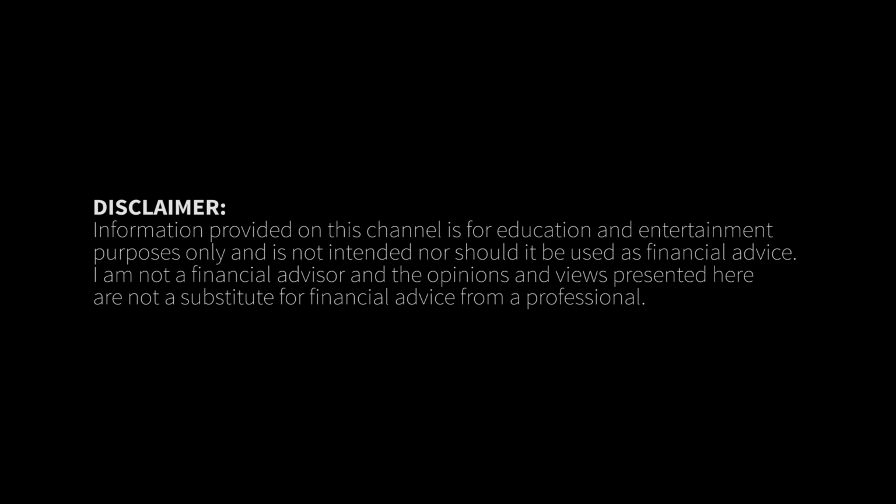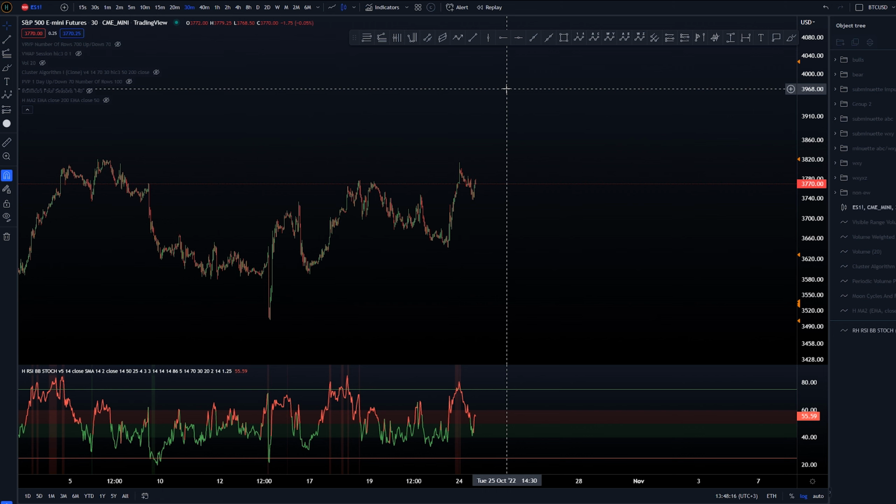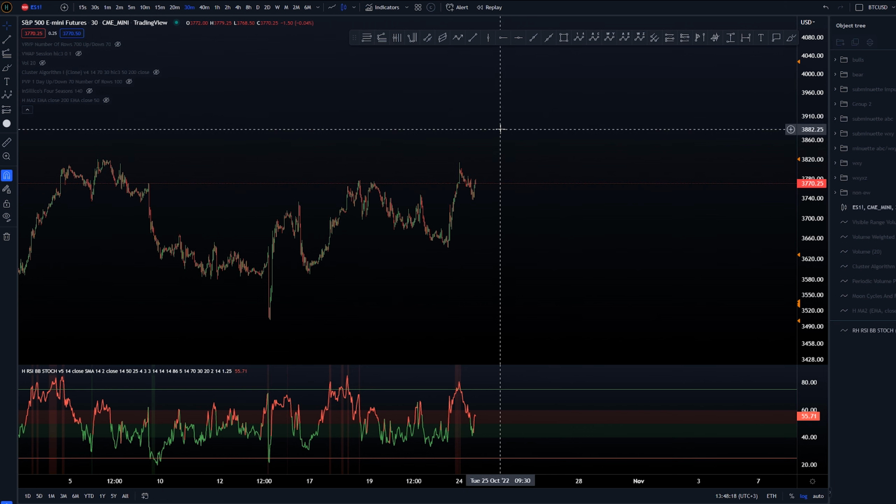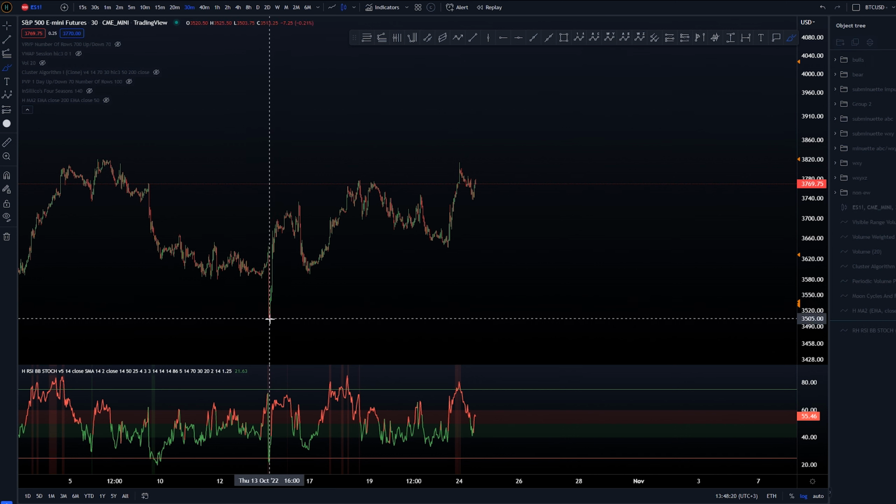I'll cover wave analysis with Elliott Wave Theory and provide multiple scenarios the price may take and explain why I prefer one count over another. Let's take a look at the different possibilities. Starting here on 30-minute time frame and looking at the structures from the lows of 13th of October until today.